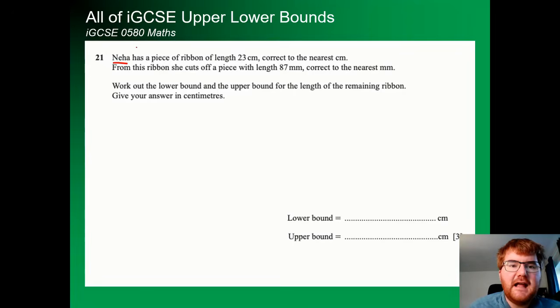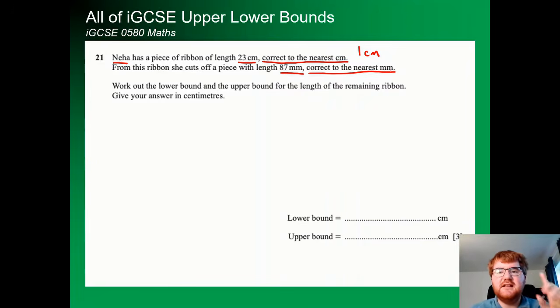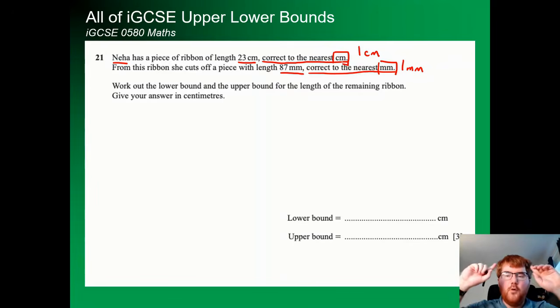So Neha has a piece of ribbon of length 23 centimeters, correct to the nearest centimeter. So correct to the nearest 1 centimeter. We'll come back to that. From this ribbon, this is where you have to read the question carefully, she cuts off a piece with length 87 millimeters, correct to the nearest millimeter. As soon as I see this, I'm getting alarm bells in my mind because I've got a millimeters calculation and I've got a centimeters calculation. So I'm always keeping that in mind as I go through.